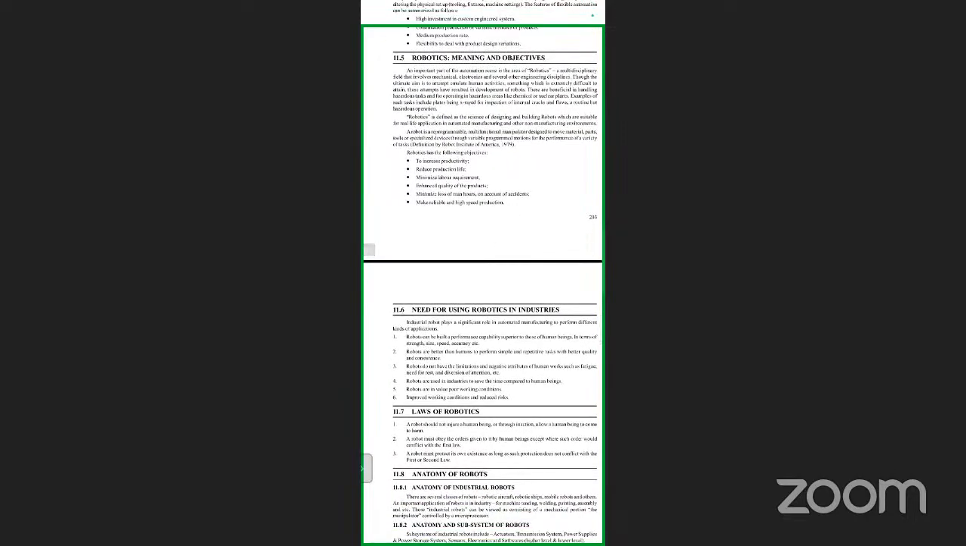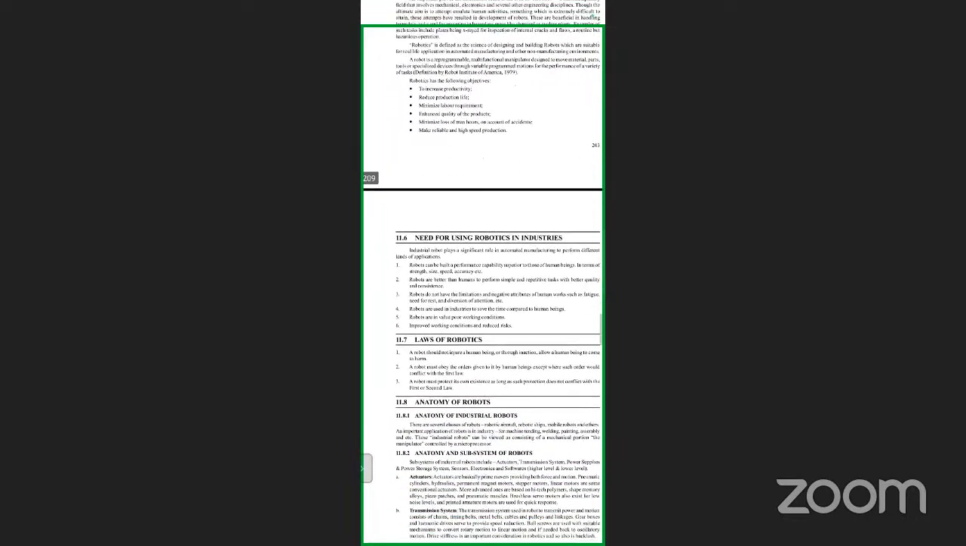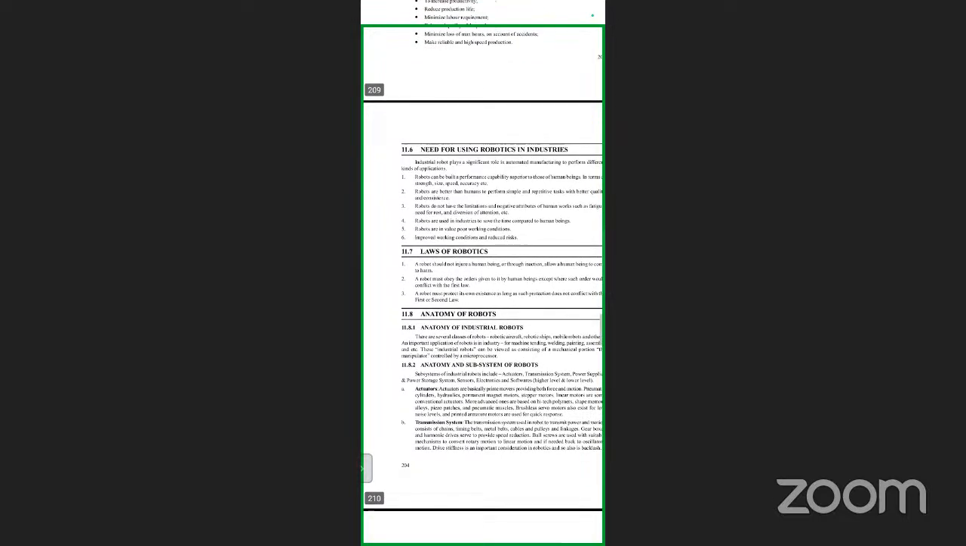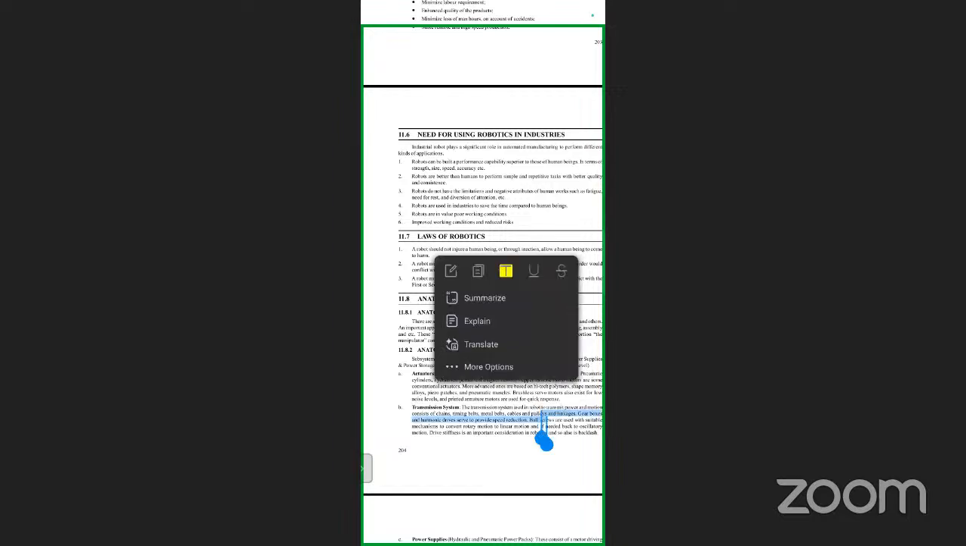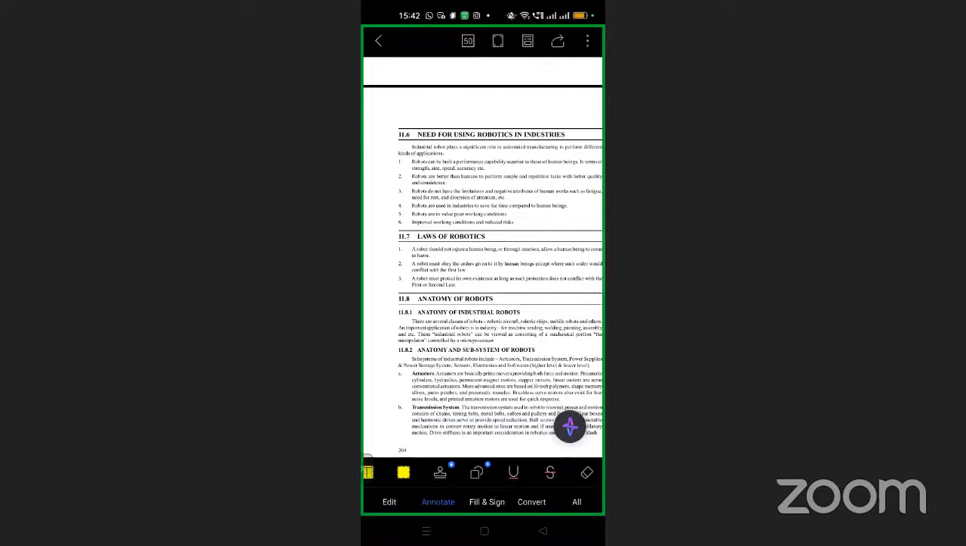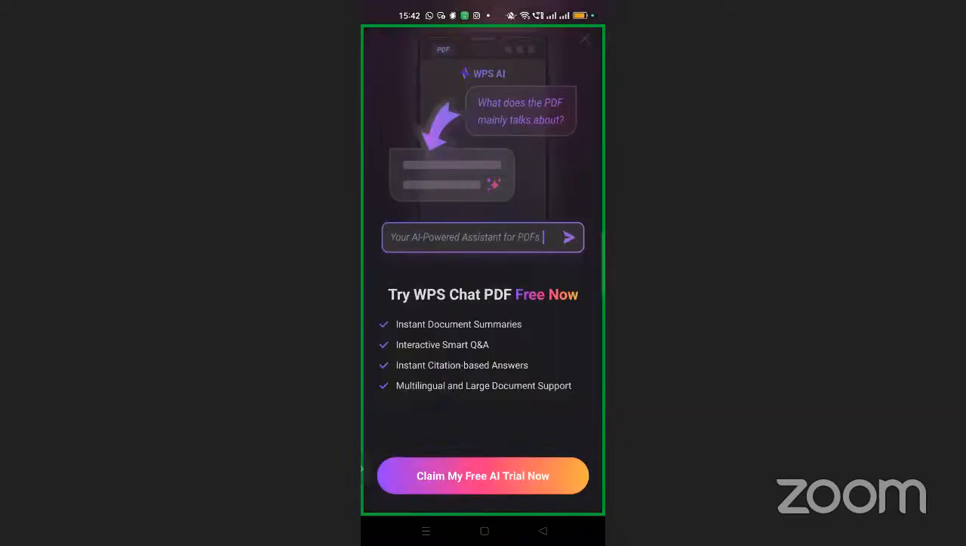Need for using robotics in industries and laws of robotics. And we have an anatomy of robots, what should be kept, what are the parts that should be used. And there are several classes of robots like robotic aircraft, robotic ships, mobile robots, and others.